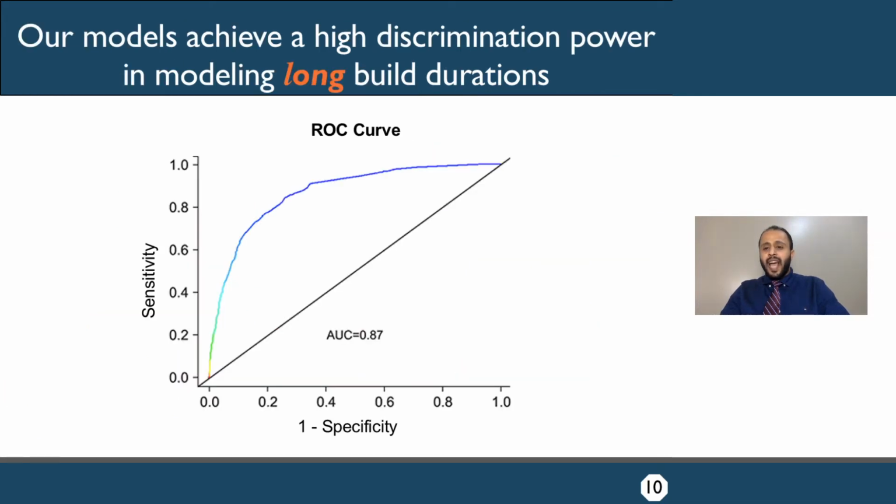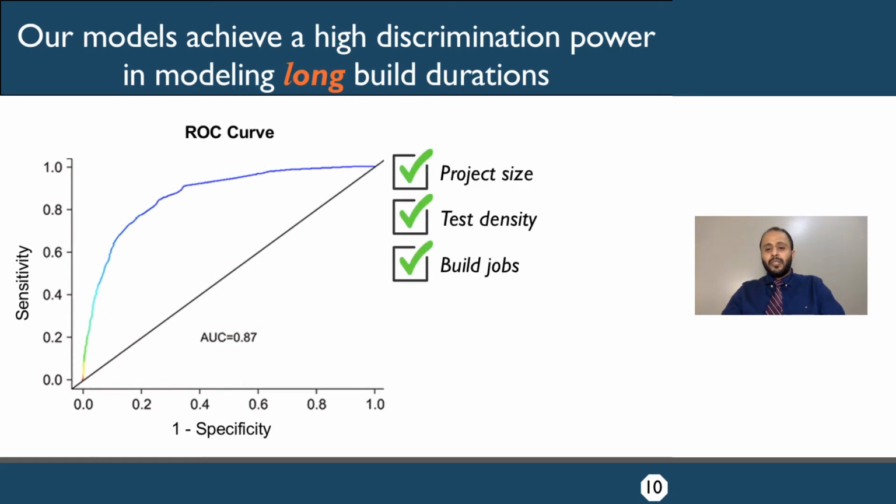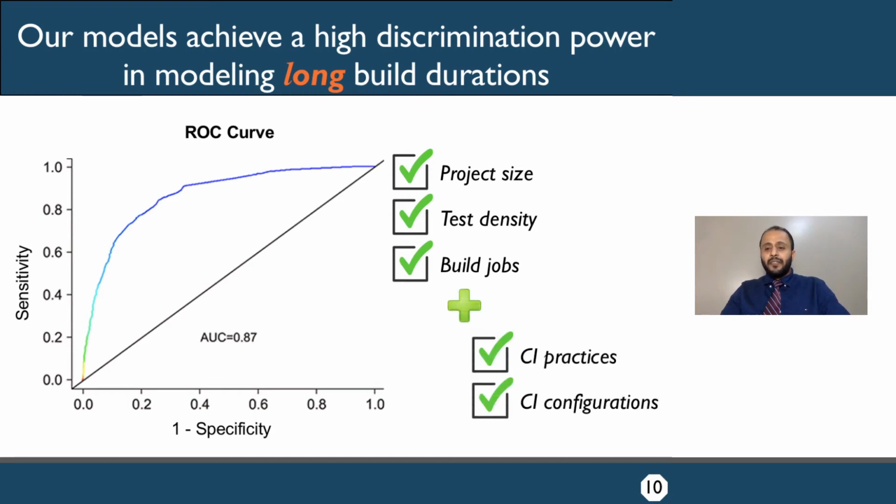Our models achieve a high performance in discriminating long build durations with an AUC of 87%. Our models also reveal that in addition to the common wisdom factors such as code size, test density, and number of jobs, CI practices and configurations can also be associated with long build durations.